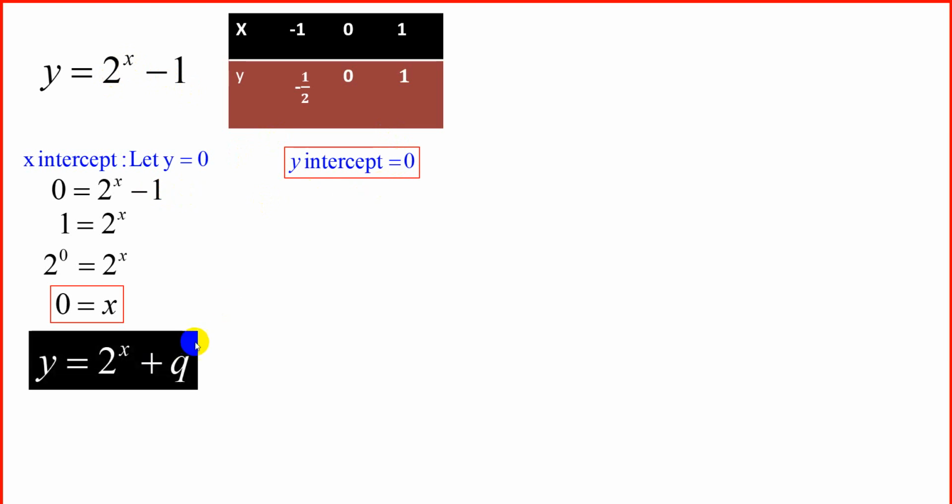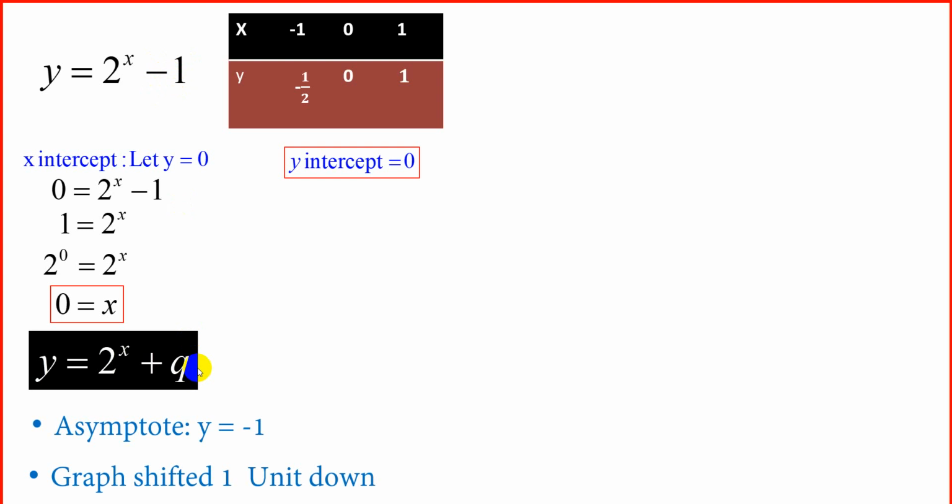Before we draw the graph, the value of q, just as we learned in the hyperbola, is negative 1, and it represents your asymptote. So when you start to draw this graph, it's important to draw your asymptote first. So the asymptote here is y equal to negative 1. And we also notice, compared to the original 2 to the power x graph, the graph is shifted 1 unit down. So two points we're making: our asymptote needs to be drawn at y equal to minus 1, and the graph is shifted 1 unit down.